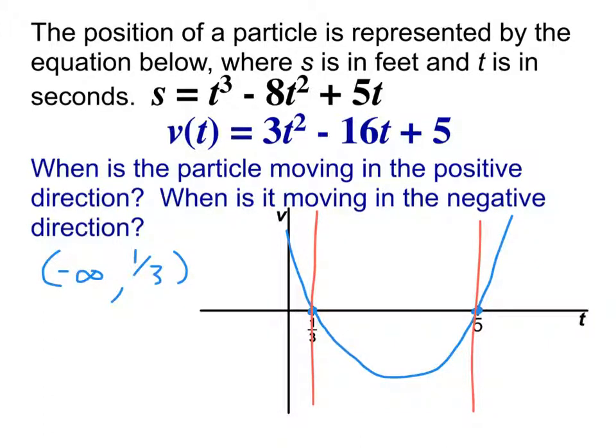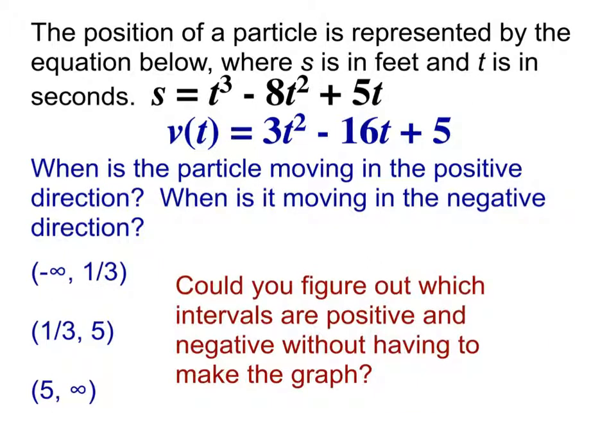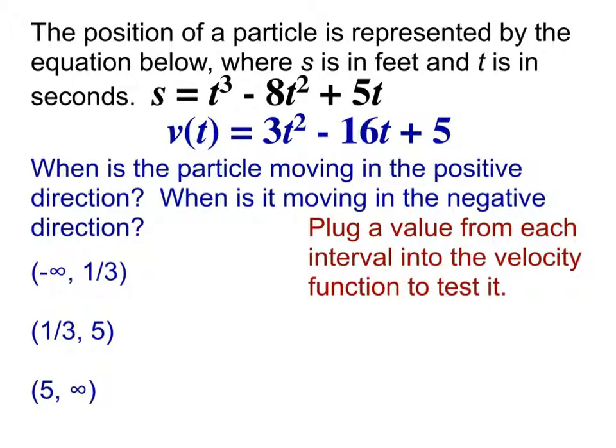And so, I can now go through and I can see where it's positive and negative. And I can describe it by all these intervals. But do you really want to have to make a graph every single time? Probably not. So, without having to make a graph, we still could do this. What we would do is we would plug a value from each interval into the velocity function to test it. So if we didn't want to have to make the graph, we could actually test a point.